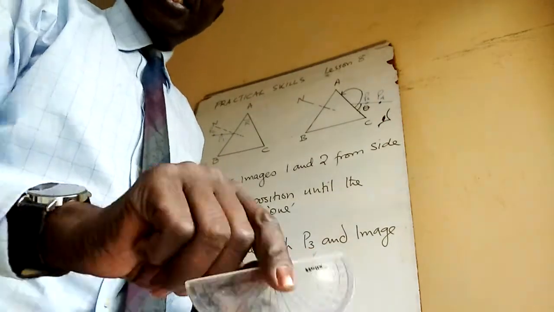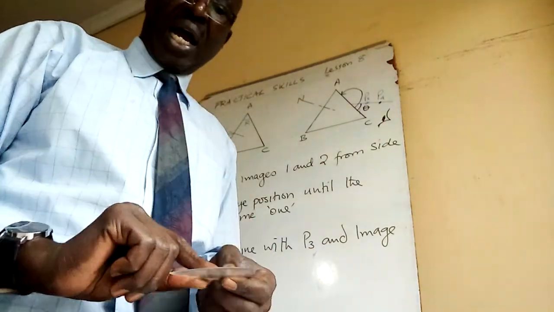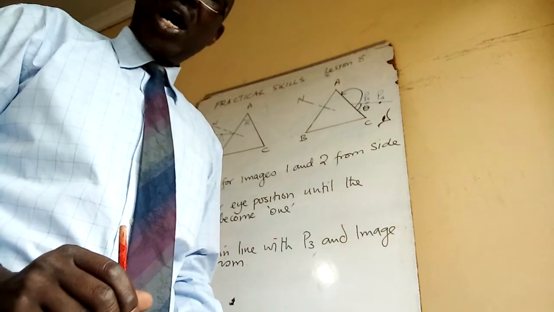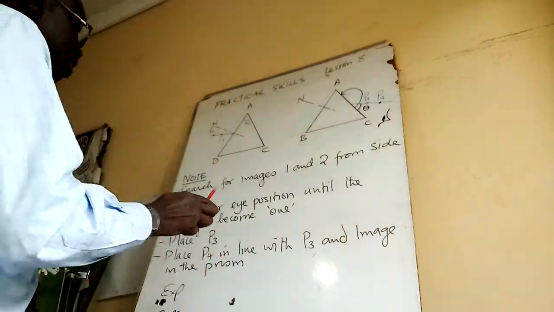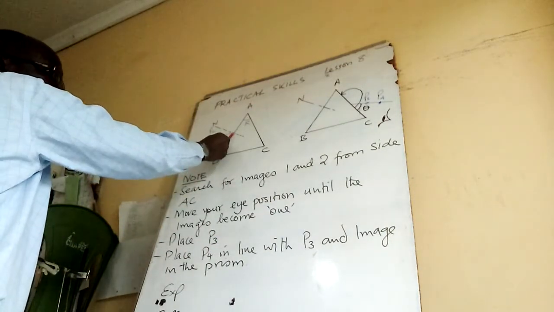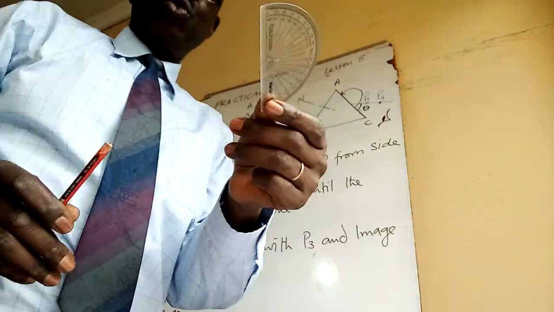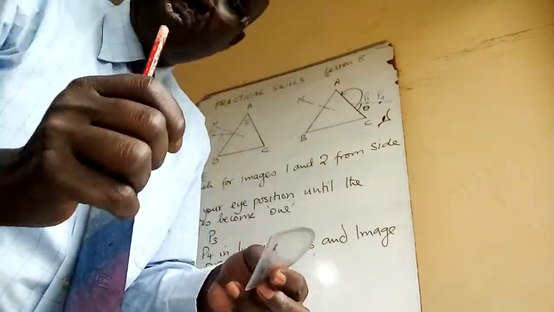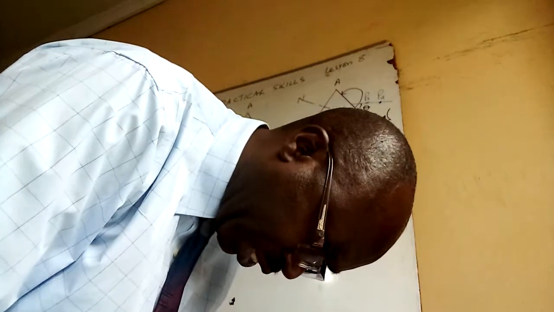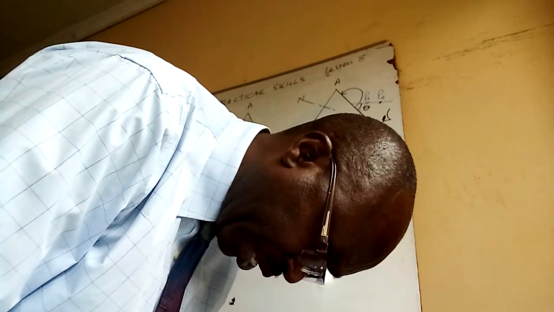So, I will take the protractor. I will quickly try to get the normal. How do I get the normal? You just put a mark on AB. After putting a mark, you use your protractor. So that part I'll do quickly and then show you. I'll put the protractor.